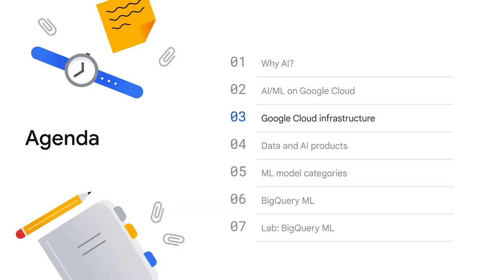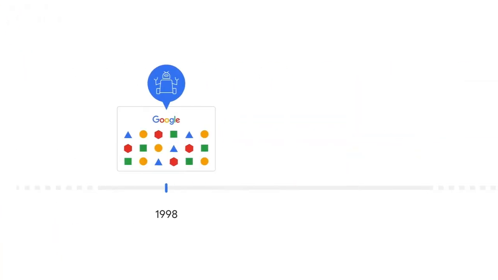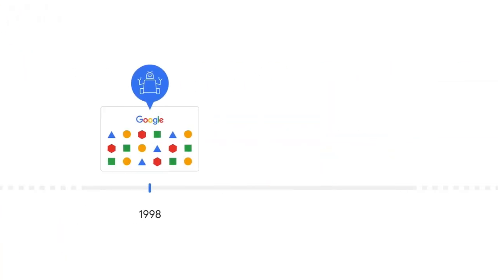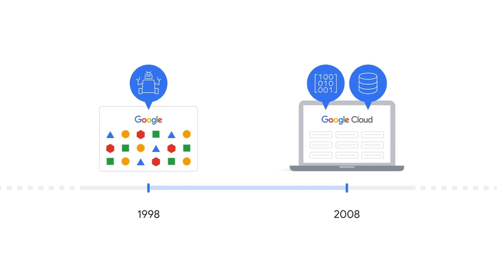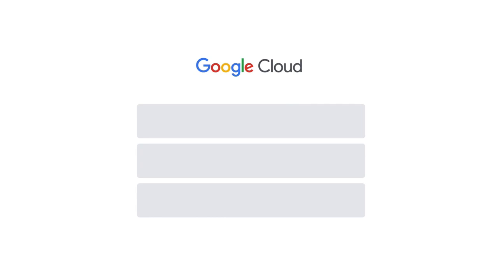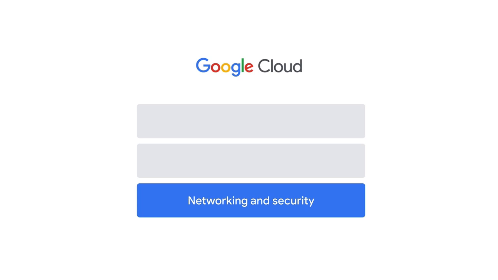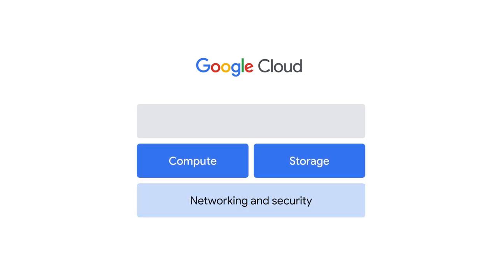Let's explore Google Cloud infrastructure. Google has been working with data and artificial intelligence since its early days as a company in 1998. 10 years later, in 2008, Google Cloud was launched to provide secure and flexible cloud computing and storage services. You can think of Google Cloud infrastructure in terms of 3 layers. At the base layer is networking and security, which lays the foundation to support all of Google Cloud's infrastructure and applications. On the next layer sit compute and storage.